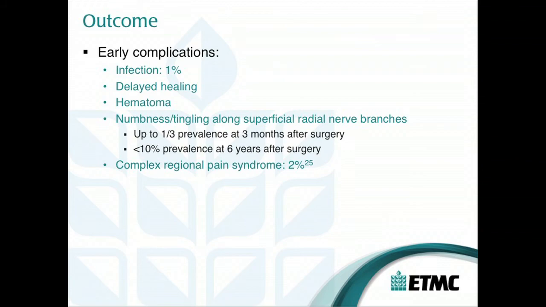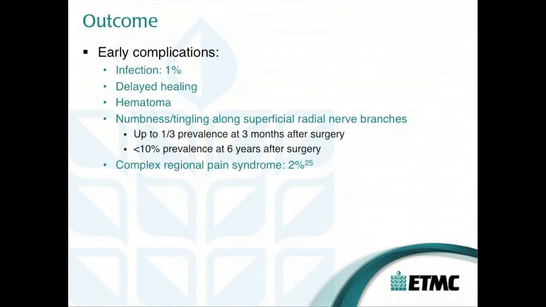Numbness and tingling along the superficial radial nerve branches. This is a nerve that supplies sensation to the backside of the thumb and the index finger. And one study showed that there's about a 1/3 prevalence at 3 months after the operation to have some numbness and tingling in the area. But several years out from surgery, less than 10% has this complaint. And this is also approach dependent, meaning that there are multiple ways to make the skin do that surgical incision. And this number is strictly related to one of the ways of doing it.